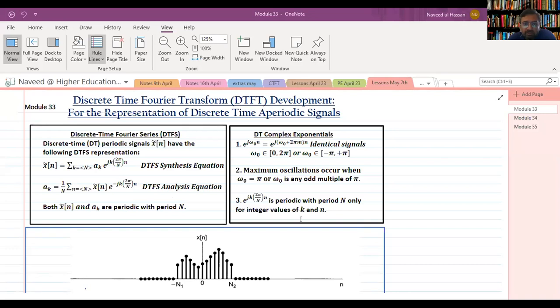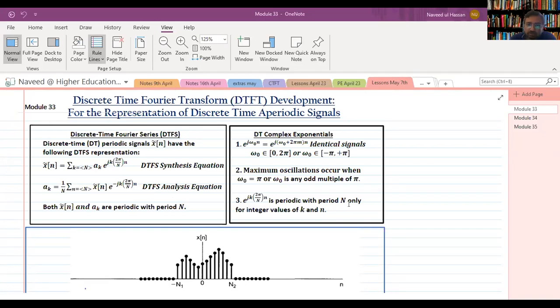In these modules, we developed the discrete-time Fourier transform, and this completes a set of Fourier tools for all types of signals. For discrete-time aperiodic signals, we have the discrete-time Fourier transform, and for discrete-time periodic signals, we can extend the discrete-time Fourier transform to cover both periodic and aperiodic types of discrete-time signals.